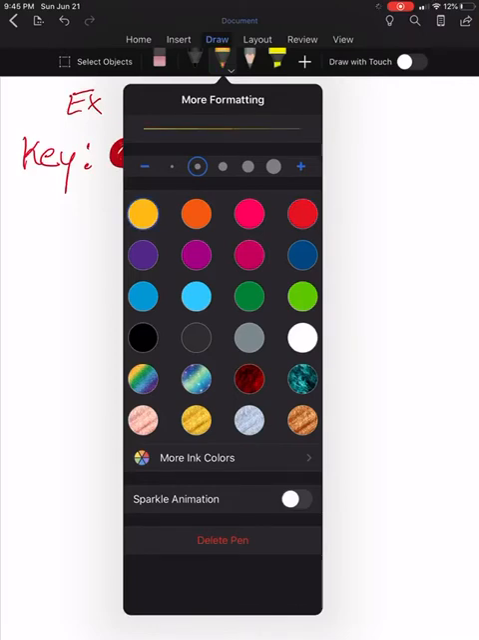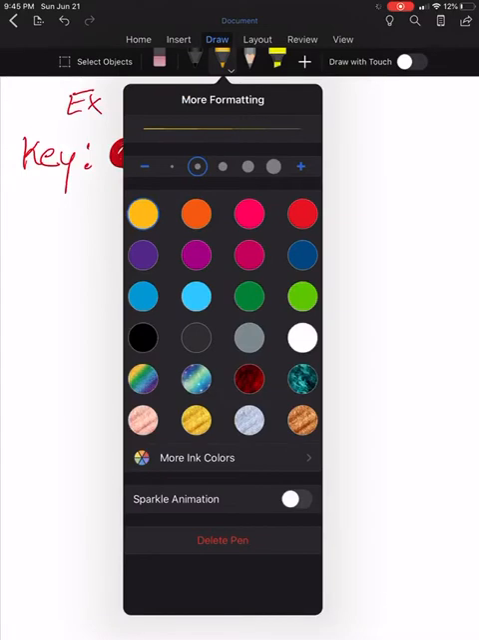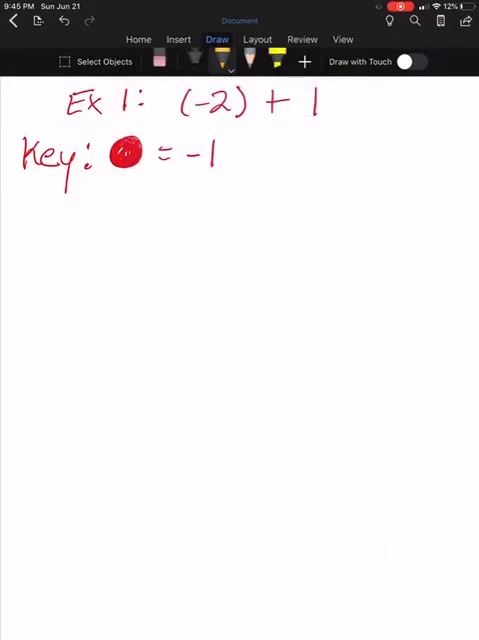And then the yellow chip. Make sure that's yellow. I'm colorblind, guys. I'm colorblind. So we're going to make sure that this is yellow. So our yellow chip is going to be positive 1. So this is what I mean by key. This is how you read it. They're saying that the red chip is going to be negative 1 and the yellow chip is going to be positive 1.